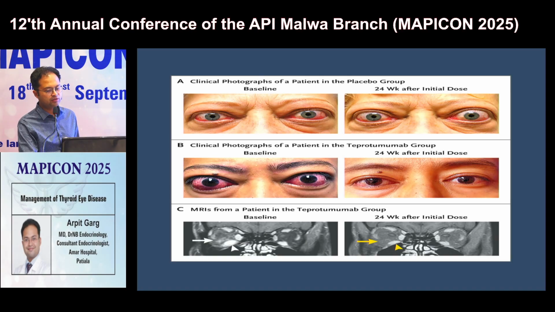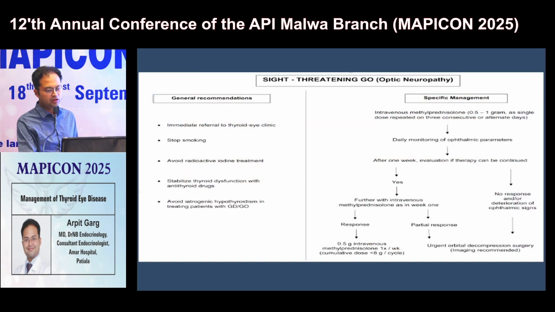As you can see from these pictures, these are from the OPTIC trial. In A, patients were given placebo. As you can see here, there was no improvement in proptosis. But in B, patients were administered teprotumumab, and at 24 weeks, you can clearly see the improvement in the proptosis. So it results in significant improvement in proptosis, but it is not yet available in India as of now.